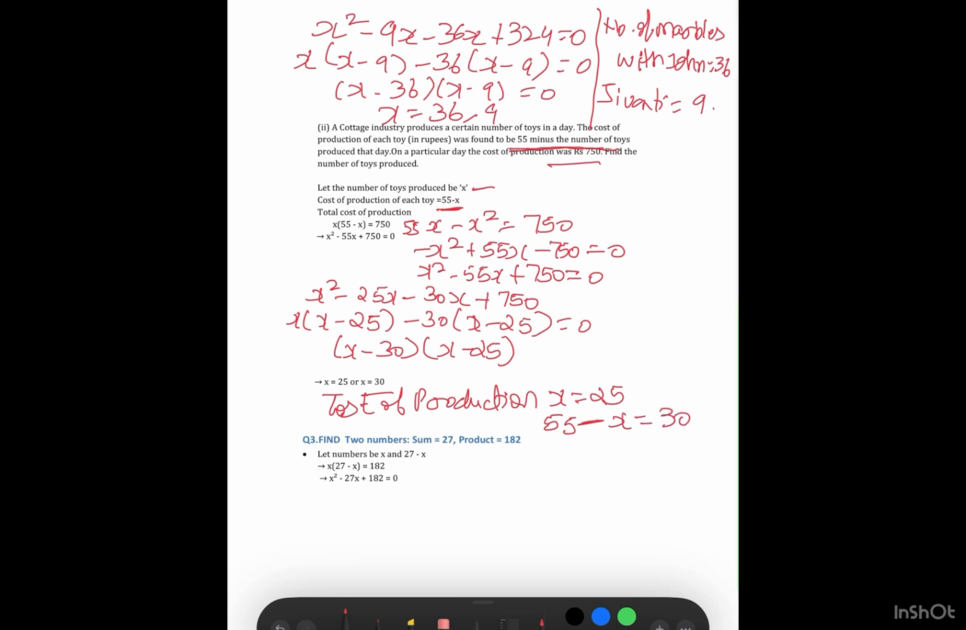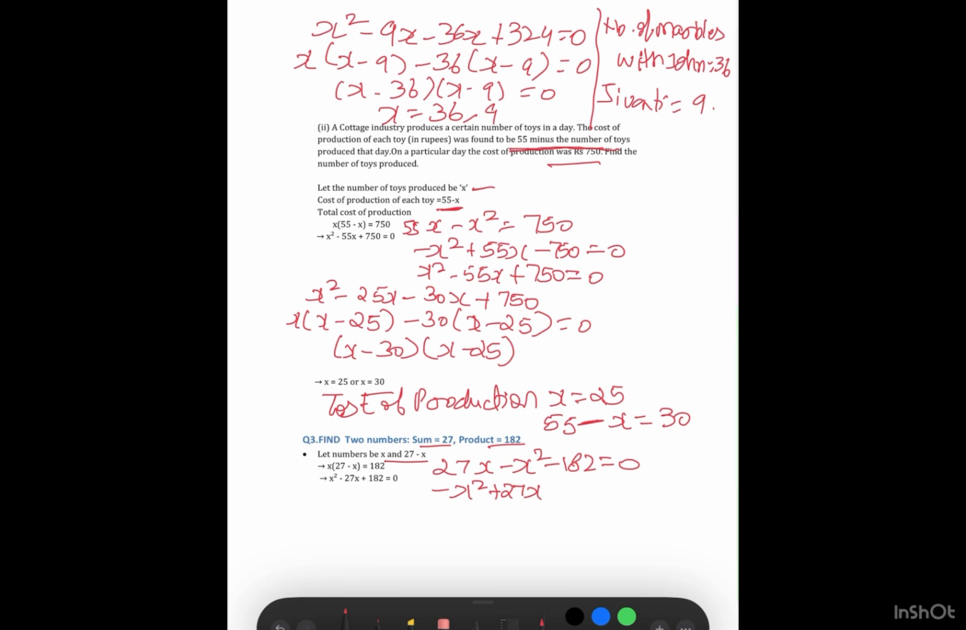Next question is, the sum of two numbers is 27 and their product is 182. We have to find out the numbers. Now beta, let the numbers be x and 27 minus x. Since the sum is 27, if one number is x, the other one is 27 minus x. Their product is 182. So when I multiply x with 27 minus x, my answer would be 182. Further, this will become 27x minus x square is equal to 182.